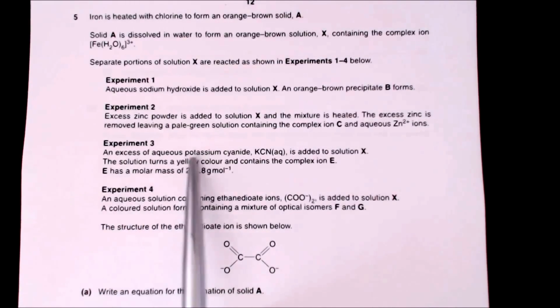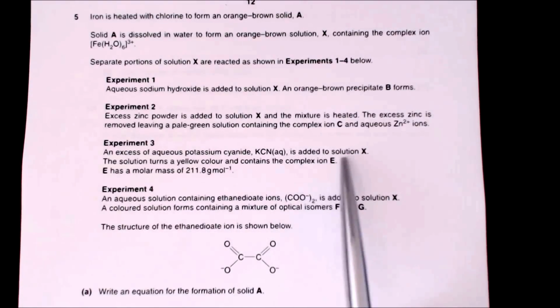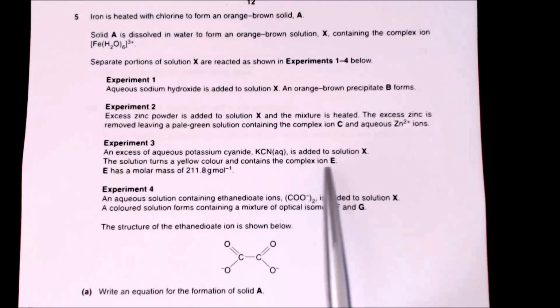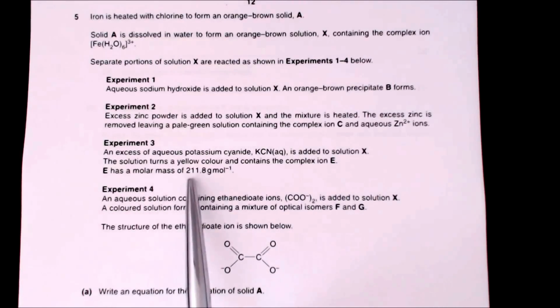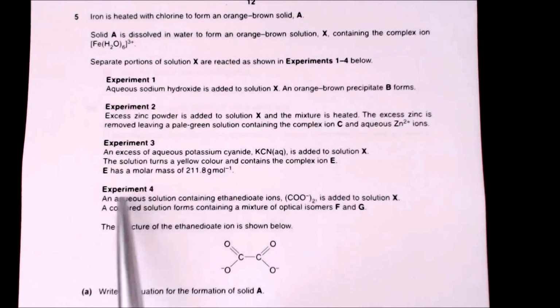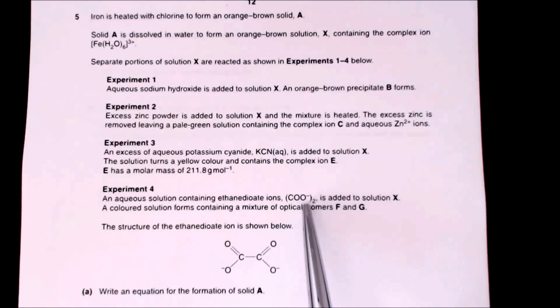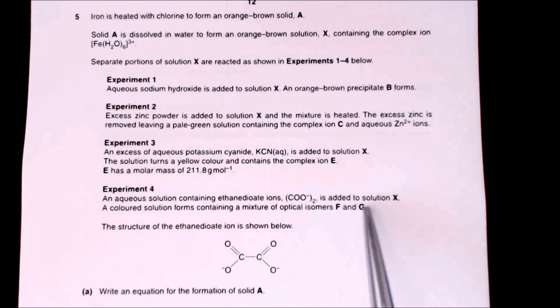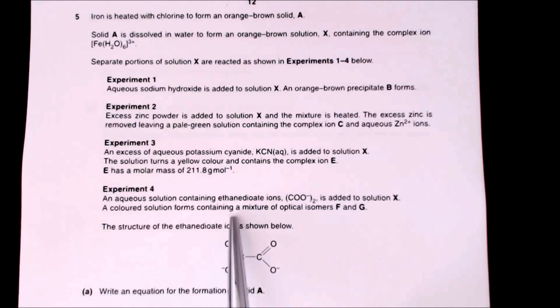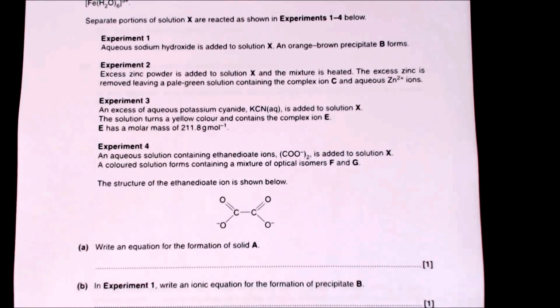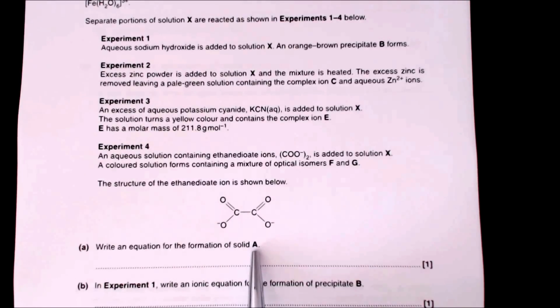Experiment 3, an excess of aqueous potassium cyanide, KCN, is added to solution X. The solution turns yellow and contains the complex ion E. E has a molar mass of 211.8 grams per mole. And experiment 4, an aqueous solution containing ethanedioate ions, C2O4 2-, is added to solution X. A coloured solution forms containing a mixture of optical isomers F and G, and we've got the structure of the ethanedioate ion below. Okay, so the first question says write an equation for the formation of solid A.